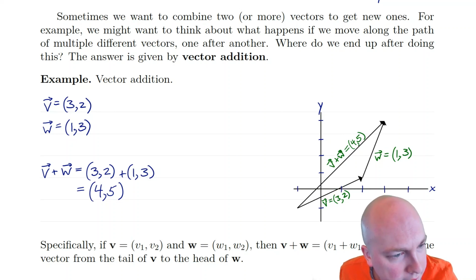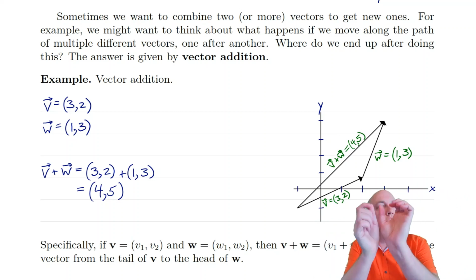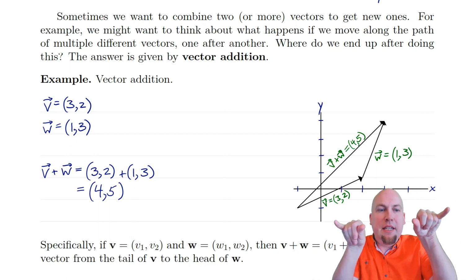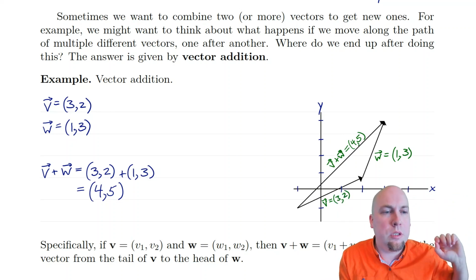Well, 3 plus 1 is the first entry up here, 4. And then 2 plus 3 is the first entry up here, 5. And that makes sense, right? To get the total x displacement, just add up the individual x displacements. To get the total y displacement, just add up the individual y displacements.